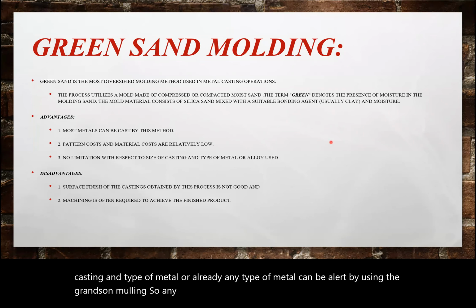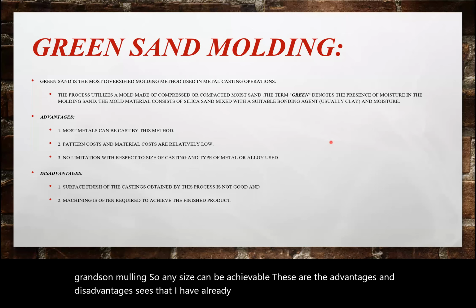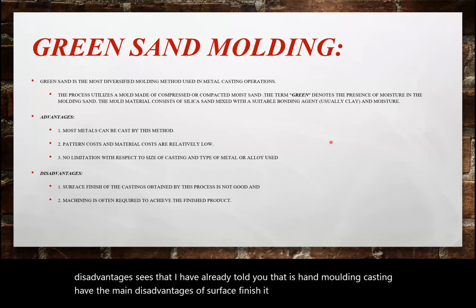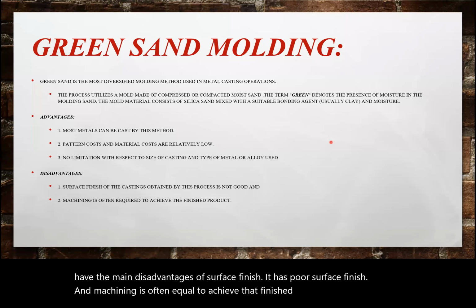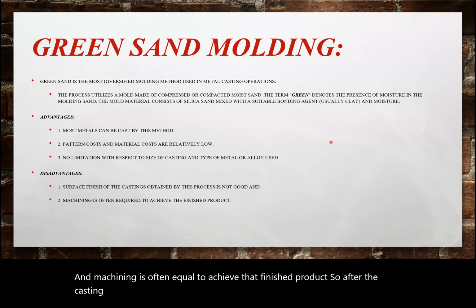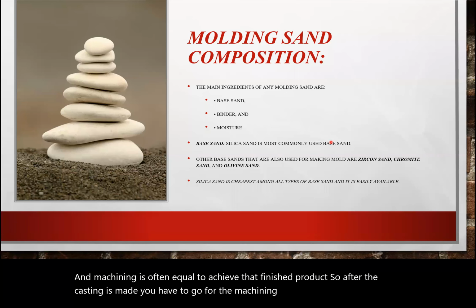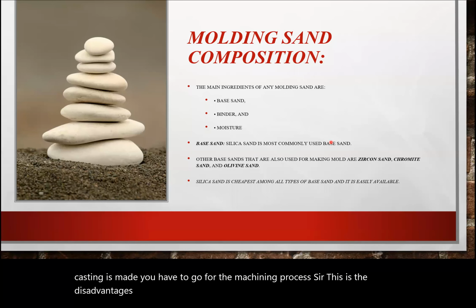These are the advantages, and the disadvantages, as I have already told you, are that hand molding casting has the main disadvantage of surface finish. It has poor surface finish, and machining is often required to achieve the finished product. So after the casting is made, you have to go for the machining process. So these are the disadvantages here. And the composition, some questions related to your composition will be asked in your exams.